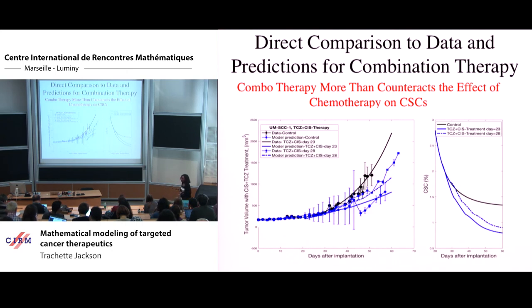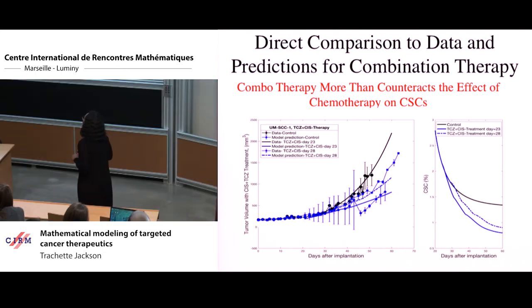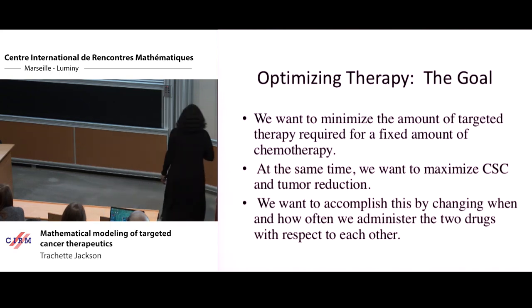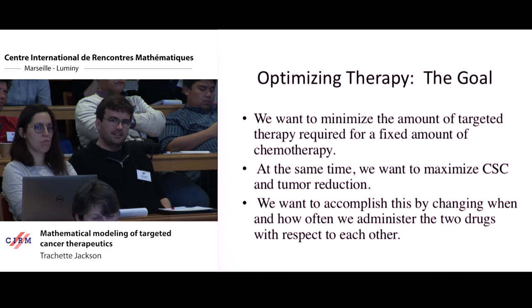So that's all well and good, but we haven't really done anything with the model yet. We've just made sure it's working as it should, right? So what can we really do with this mathematical model? We can try to figure out how best to give these drugs in relation to each other.